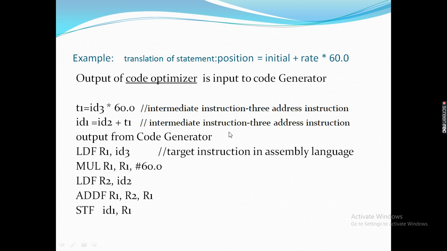So for this translation statement, this was the output of the code optimizer, and the code generator has produced this. We have behaved just like a code generator, and we have produced a target program in assembly level language. In a target program, each instruction is called a target instruction.